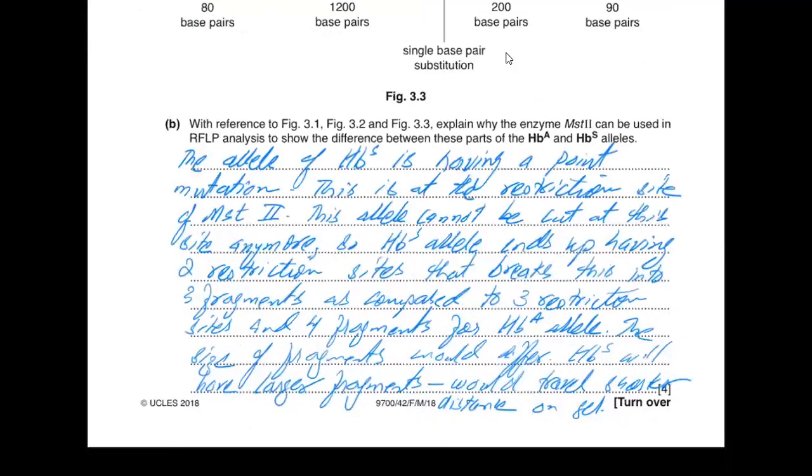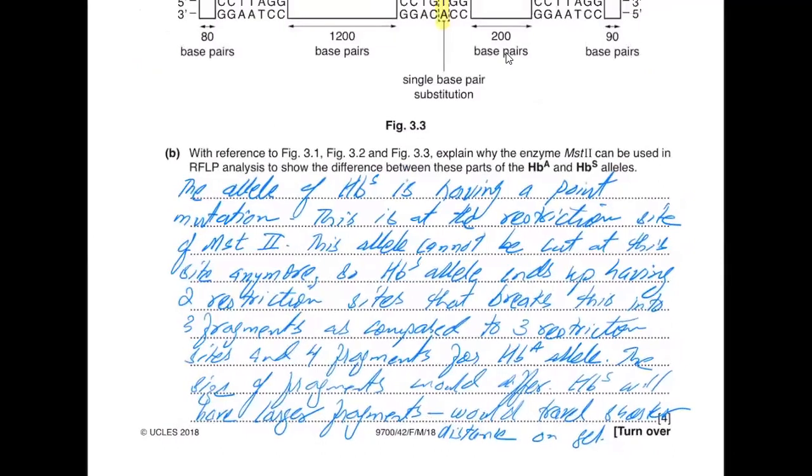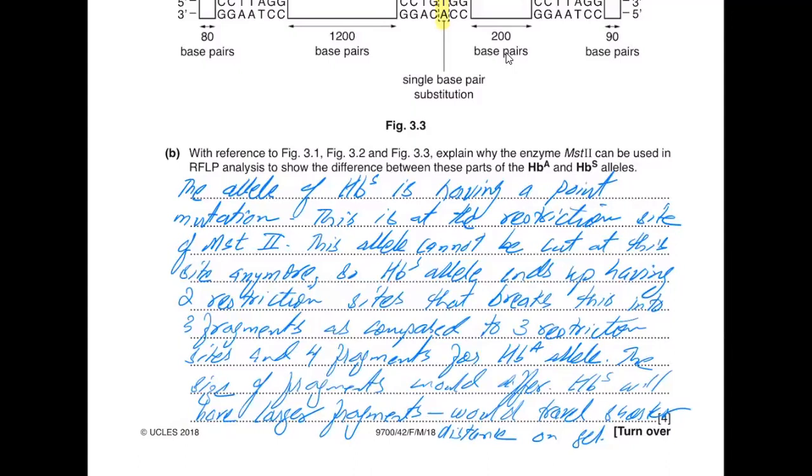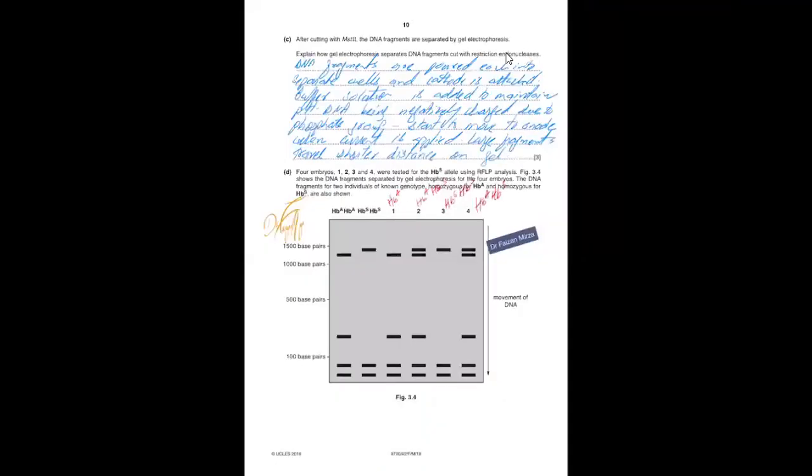With reference to figures 3.1, 3.2, and 3.3, explain how the enzyme MstII can be used in the RFLP analysis to show differences between these parts of HBA and HBS. We know the HBS allele has a point mutation. This is the restriction site for MstII. This allele cannot be cut at this site anymore. So the HBS allele ends up having two restriction sites, and this breaks it into 3 fragments, as compared to 3 restriction sites and 4 fragments for the HBA allele. The size of the fragments would differ as well. The HBS allele would have a larger fragment which would travel a shorter distance on the gel. We know this for a fact that larger fragments travel a shorter distance on the gel.